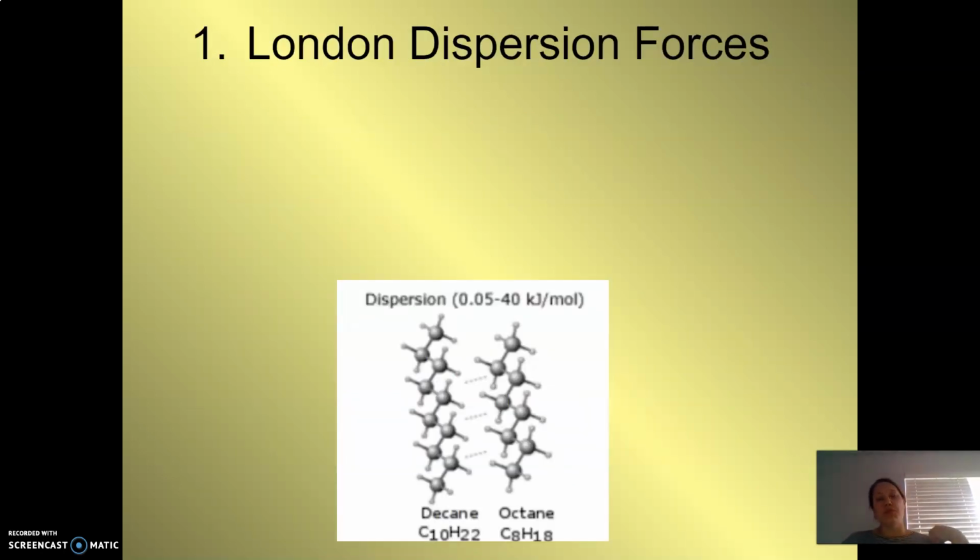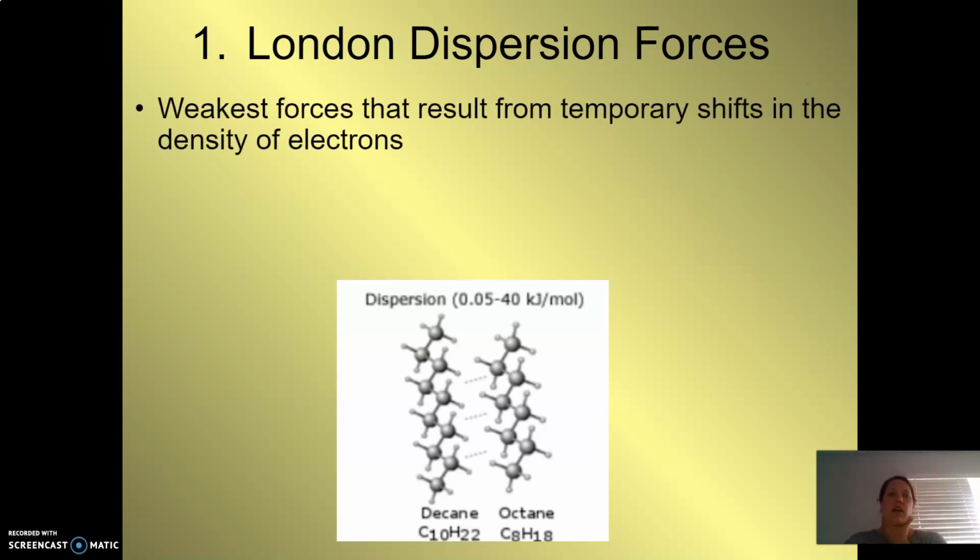All right, so the first one we're going to talk about, and the one that I believe is actually the most complex, is called London dispersion forces. First of all, London dispersion forces are the weakest forces because they tend to result only from temporary changes within atoms. And we'll talk about what that temporary change is, but it has to do with electron movement. And because it's only a temporary split-second change, it makes these the weakest forces.